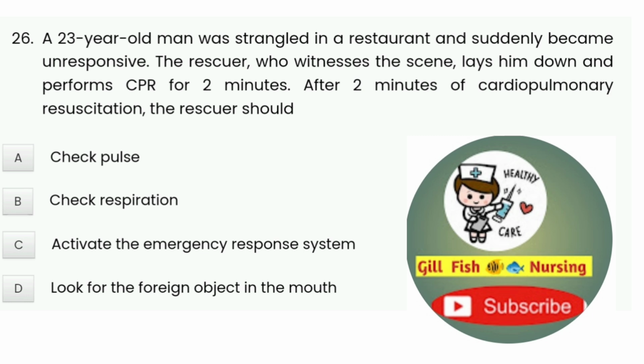Next question. A 23-year-old man was strangled in a restaurant and suddenly became unresponsive. The rescuer who witnessed the scene lay him down and performed CPR for 2 minutes. After 2 minutes of CPR, the rescuer should: option A, check pulse; option B, check respiration; option C, activate the emergency response system; option D, look for the foreign object in the mouth.